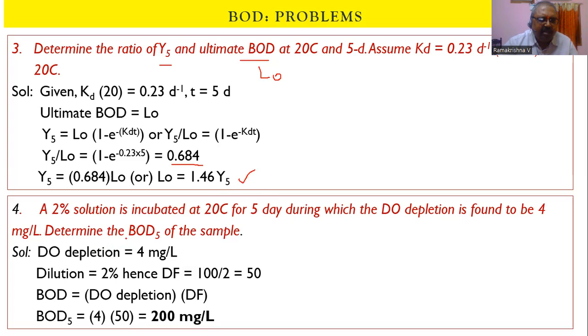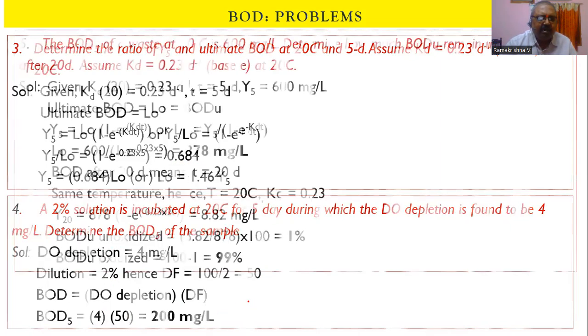A 2% solution is incubated at 20 centigrade for 5 days, during which DO depletion is found to be 4 milligram per liter. DO depletion is 4 milligram per liter, dilution factor is 2%, so 100 by 2, that is 50. BOD is equal to DO depletion into dilution factor, 4 into 50, 200 milligram per liter.